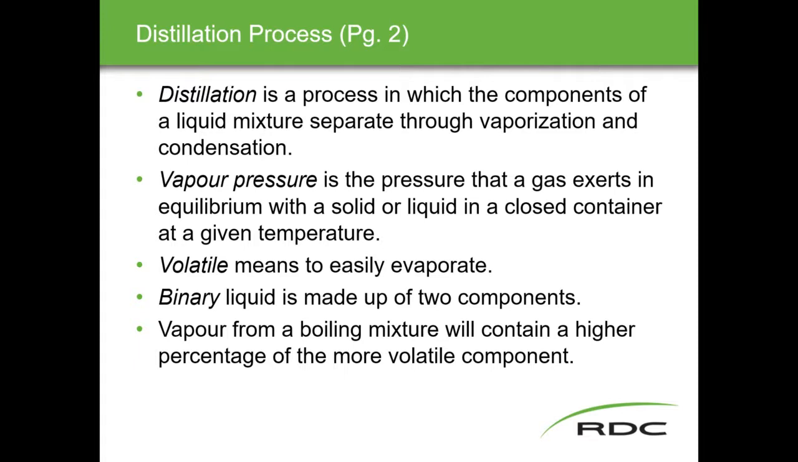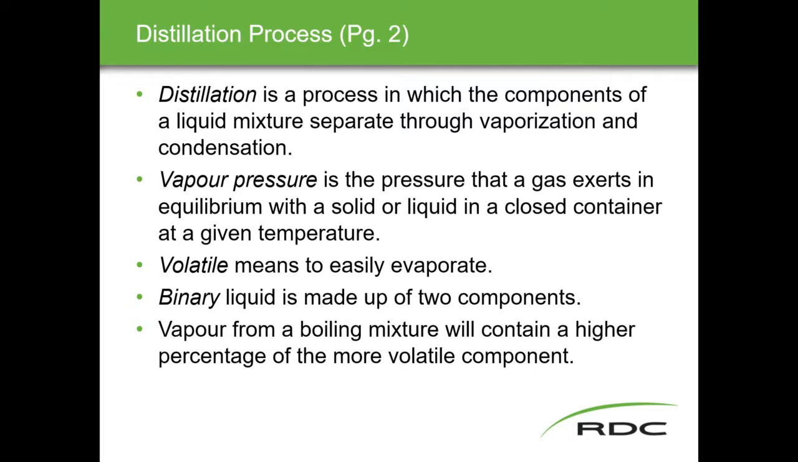Volatile, common term here, means easy to evaporate or also easy to light on fire. A binary liquid, of course, bi for two, is made up of two components. And a little blurb here, which isn't really a term: vapor from a boiling mixture will contain a higher percentage of the more volatile component. So what it works out with volatility is the more volatile a component is, the lower the temperature at which it will turn into a vapor.